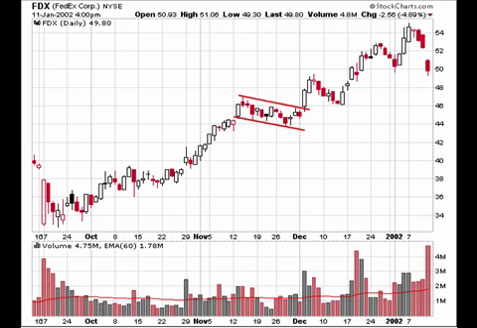Here's FedEx. As is typical, the bull flag pattern was preceded by a steady rally. Then, after 3 weeks of consolidation, the stock busted out on a big surge in volume. The stock pulled back to test the breakout area after this. For a strong stock in a steady uptrend, this is nothing to be concerned about.